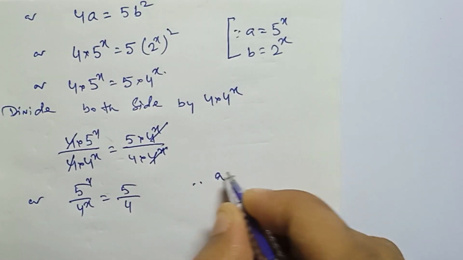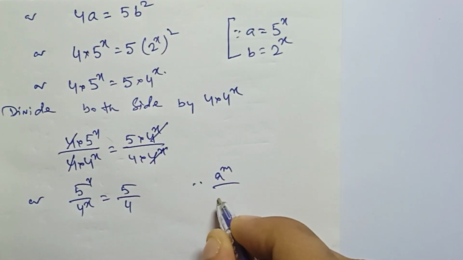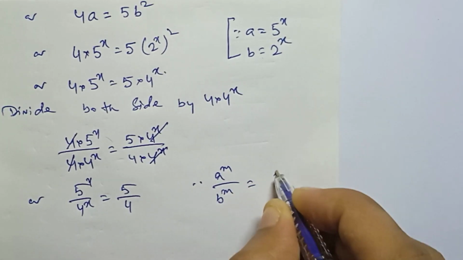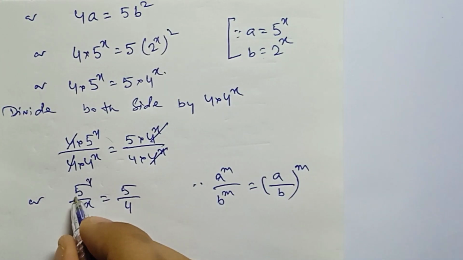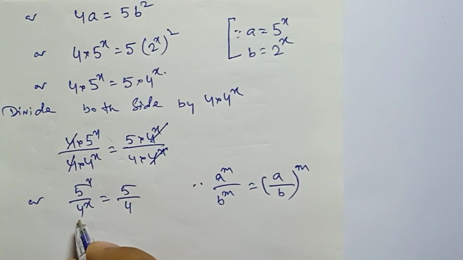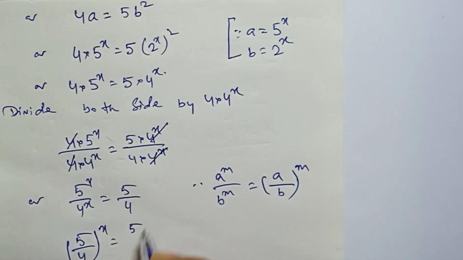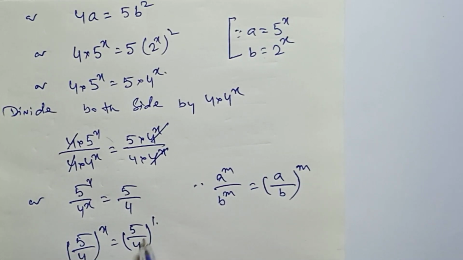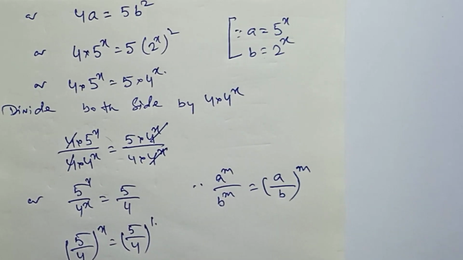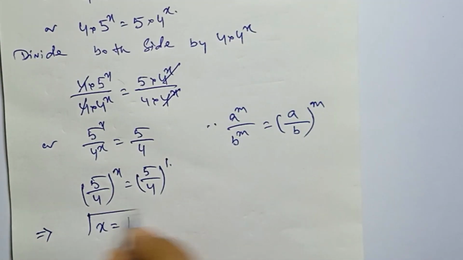Therefore, a to the power m divided by b to the power m, we can write it as a by b to the whole power m. Same is here, 5 to the power x divided by 4 to the power x, we can write it as 5 by 4 to the power x is equal to 5 by 4 to the power 1. Base is same and the power is different. We can imply this equation as x is equal to 1, and this is the final value of x.